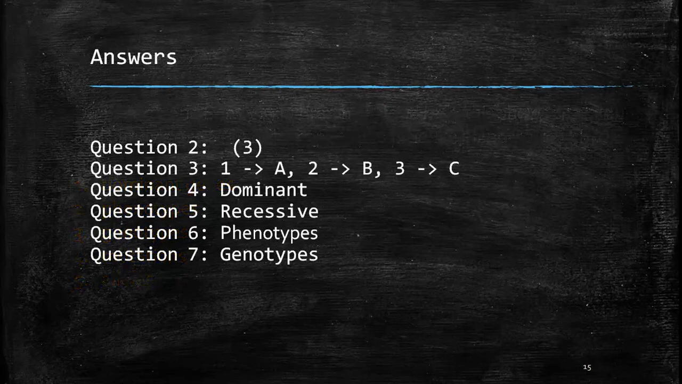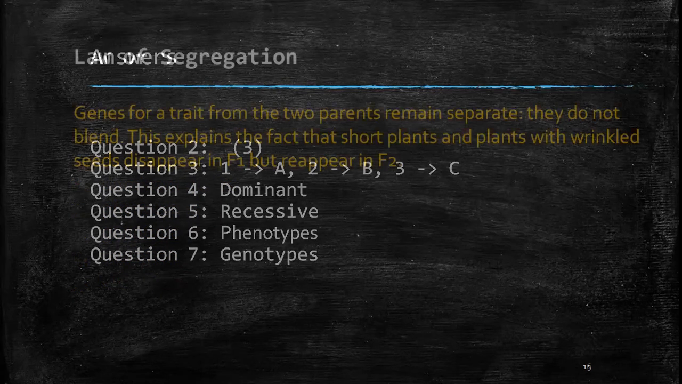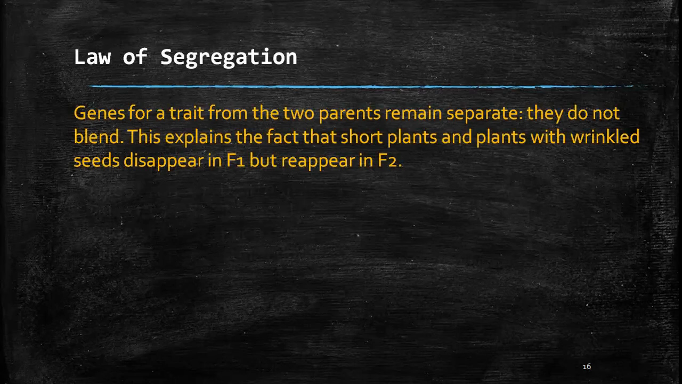Here are the correct answers for the questions. Genes for a trait from the two parents remain separate. They do not blend. This explains the fact that short plants and plants with wrinkled seeds disappear in F1 but reappear in F2. This is known as the law of segregation.